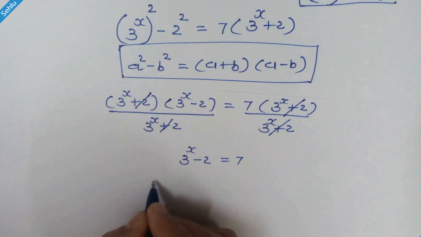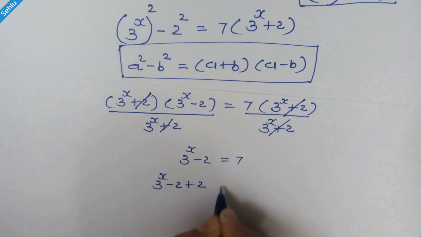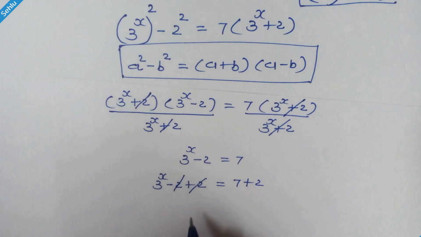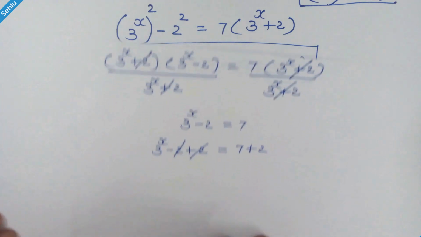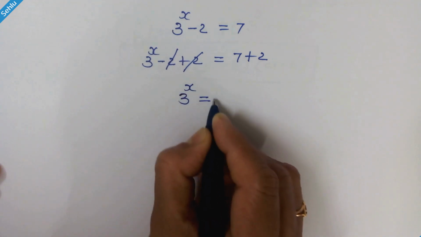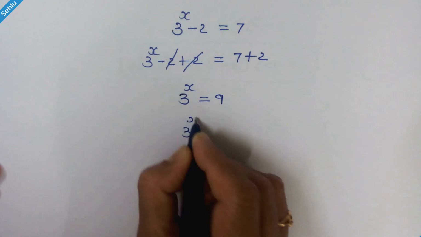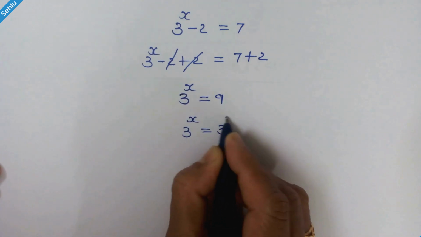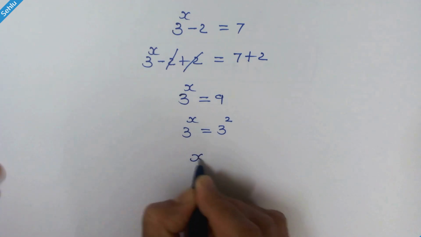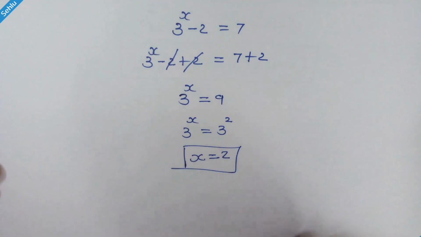Adding 2 both sides, 3 raised to x minus 2 plus 2 is equal to 7 plus 2. These two get cancelled out. Now we have 3 raised to x is equal to 9. 9 is 3 square, so we can write 3 raised to x is equal to 3 square. It's the same base both sides, so we can equate their exponent. x is equal to 2 is our answer.